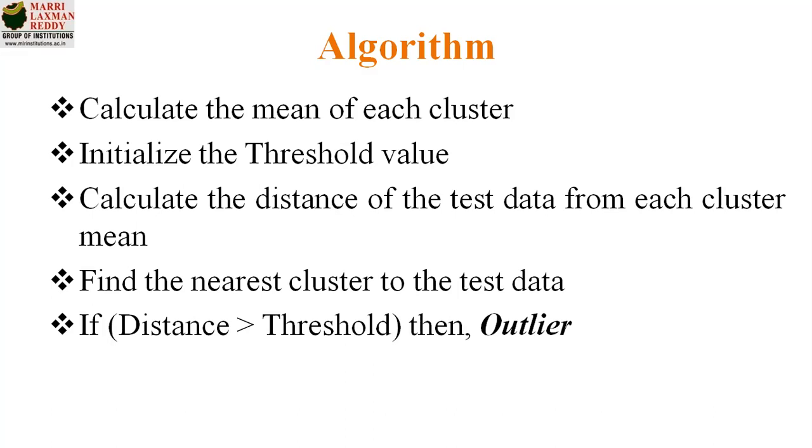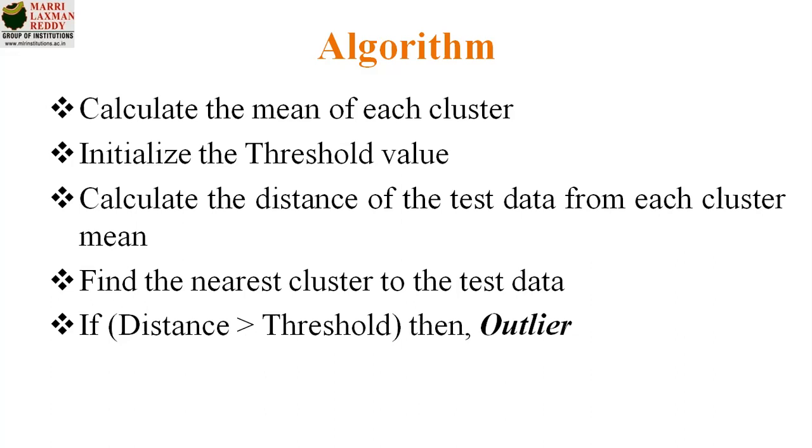Then in step 2, initialize the threshold value, which is a random value chosen by the user or the developer. Next, in step 3, calculate the distance of the test data or the new sample data from each cluster's mean. So in step 1, we have identified some means. Now in step 3, you need to calculate the distance of the test data from each cluster. Whichever point is nearer to the test point will be considered as the data point belonging to either cluster 1 or cluster 2 or cluster 3.